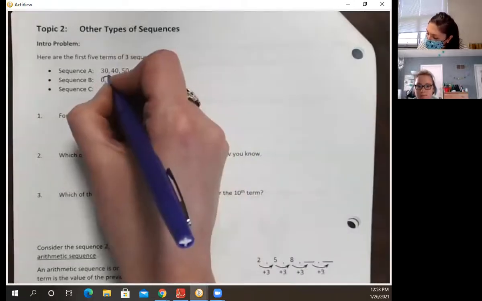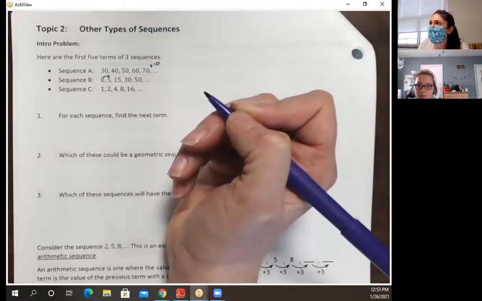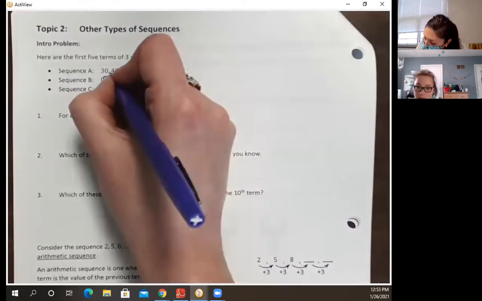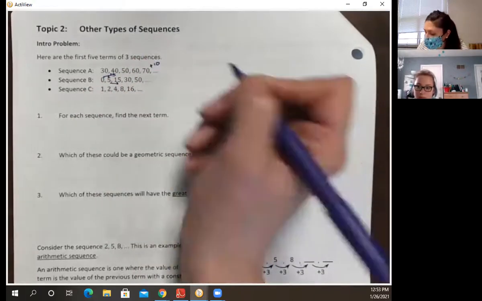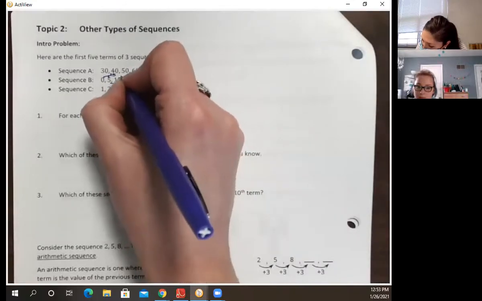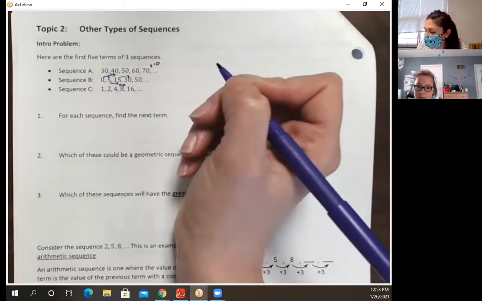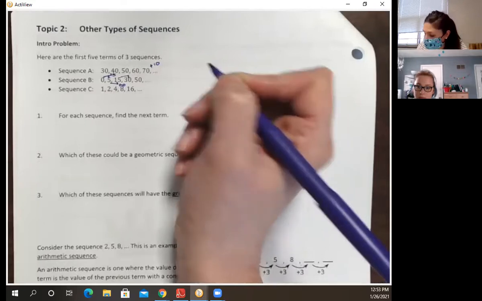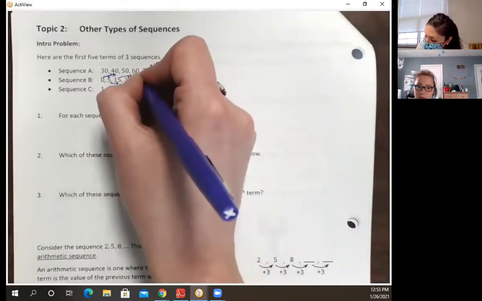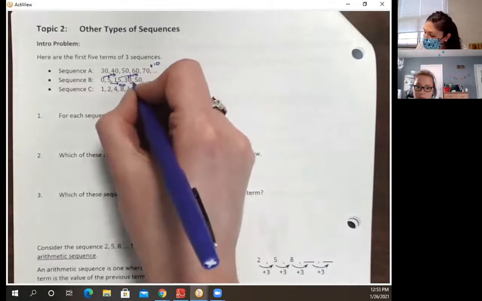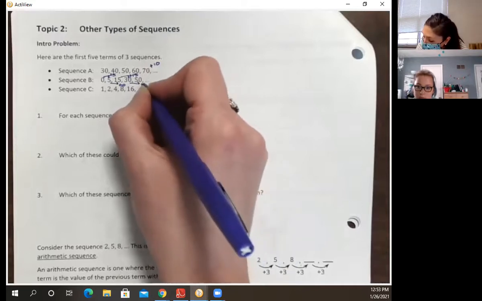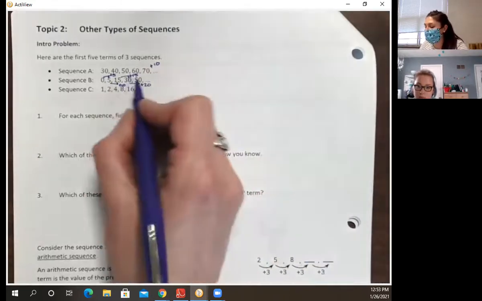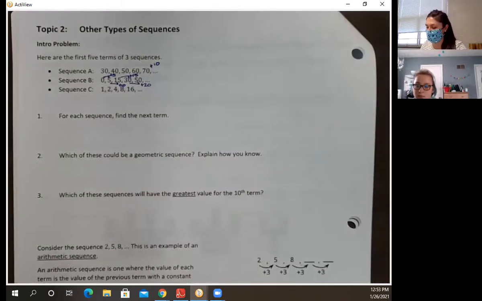So how do I get from 0 to 5? Add 5. How do I get from 5 to 15? Add 10. How do I get from 15 to 30? Add 15. How do I get from 30 to 50? Add 20. So we're adding each time, but what we add changes each time.